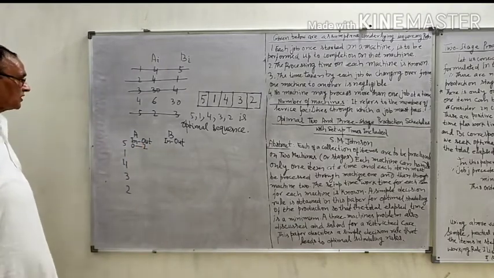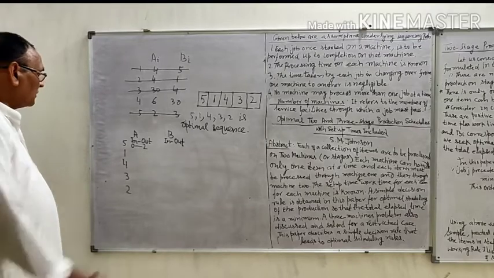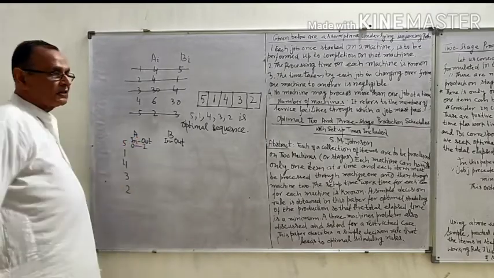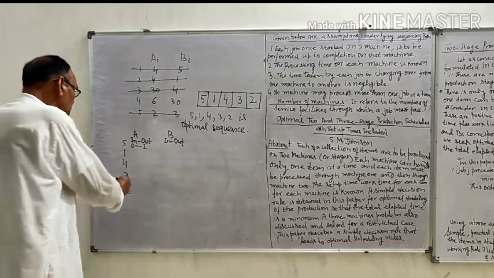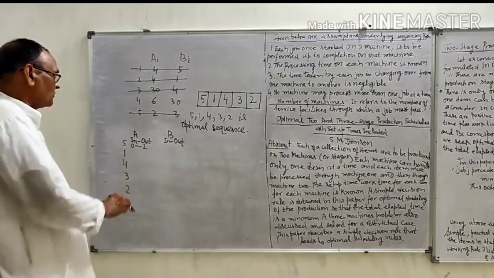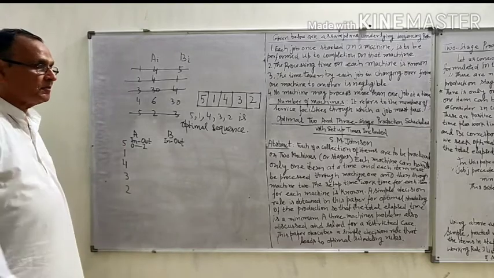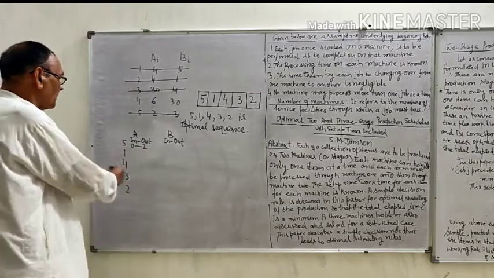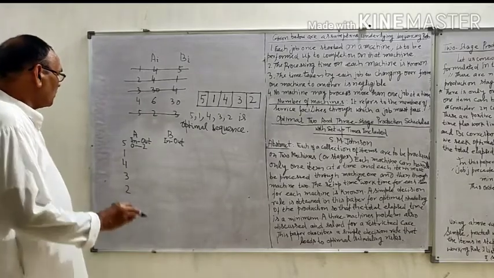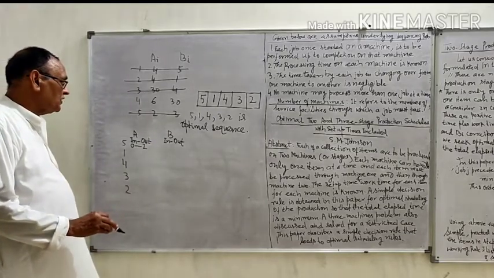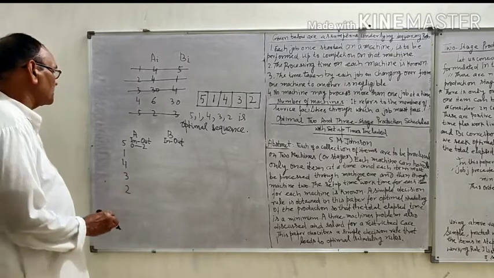And now machine B will remain idle from 0 to 2 hours because there is no job available for machine B, because this sequence is fixed for machine A and B both. There can be different sequence for A and different sequence for B? No, it is not there. If job 5 is done first on machine A, it should be done first on machine B.